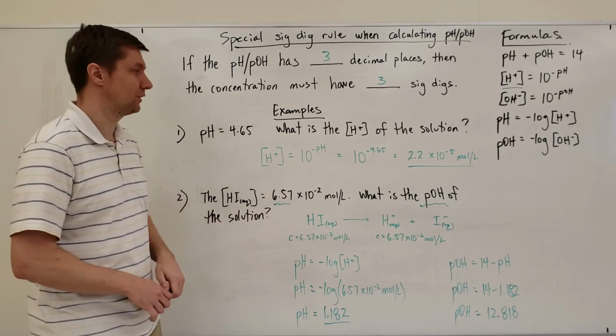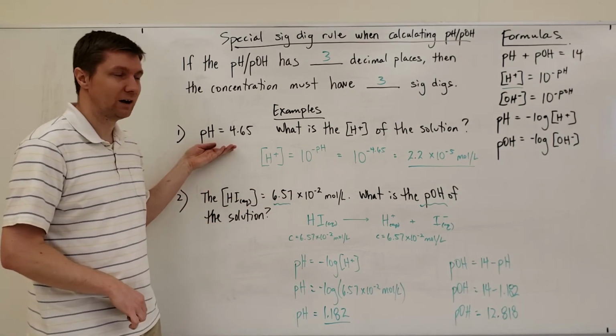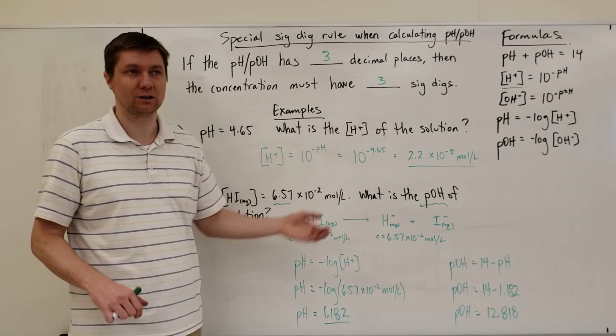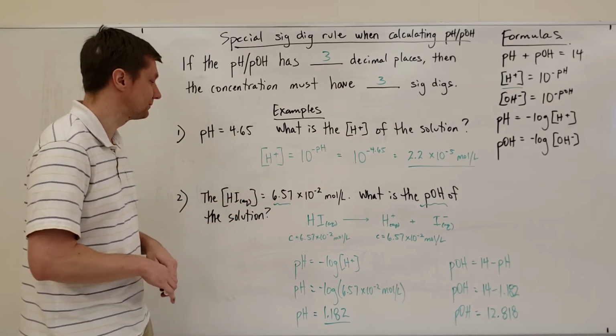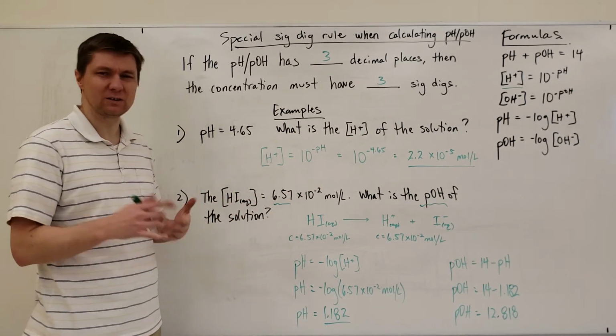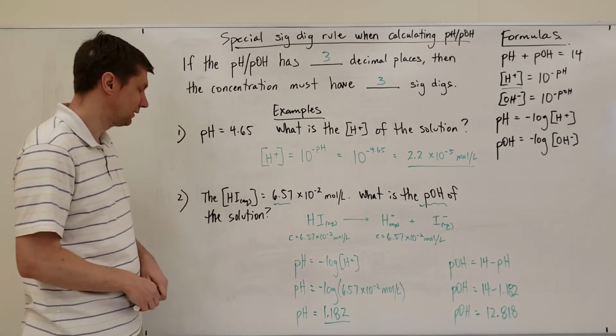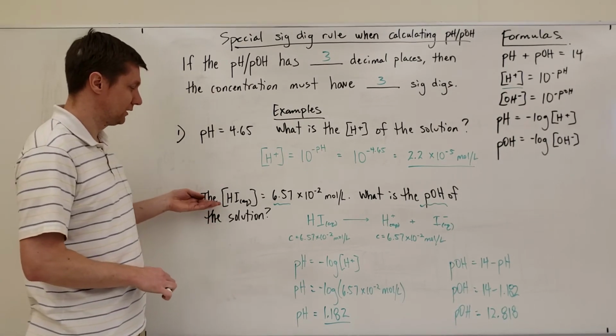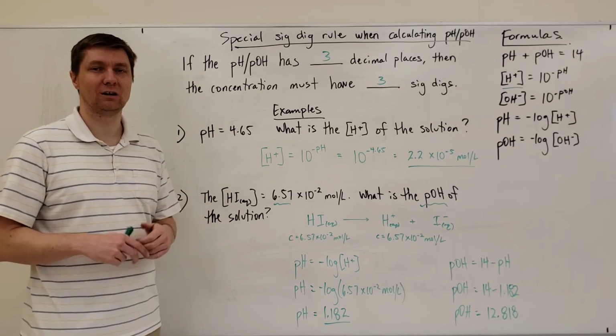That's all you gotta know. If you're given a pOH value, then you can calculate the OH minus concentration directly using those formulas. So just pay attention to what the question's asking. Second example is, let's say that we're given the concentration of an acid.